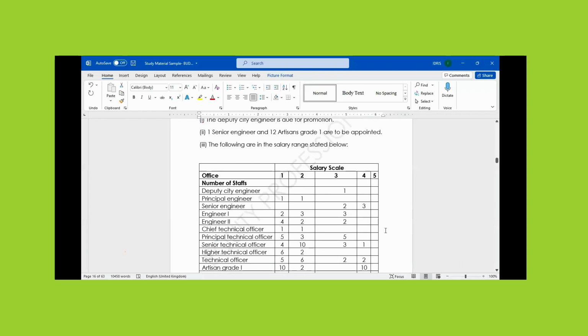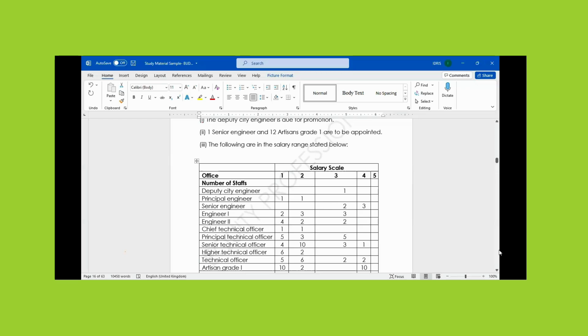If you look at the table, the remaining 5, 2 are in what step? Step 3, moving to step 4. 3 are in what step? Step 4, moving to step 5. So we should know that.